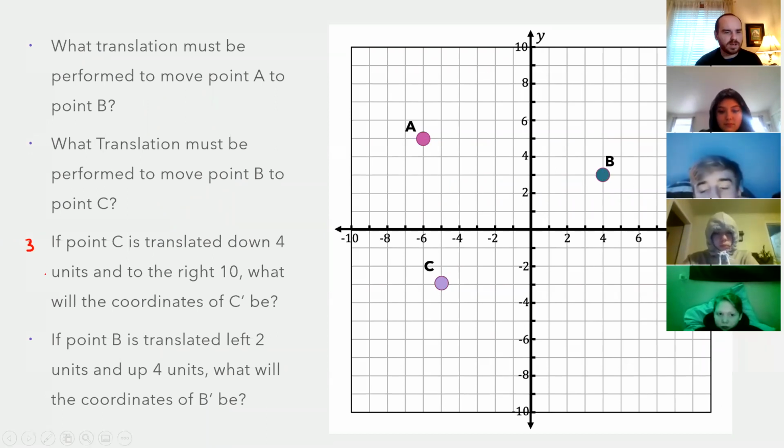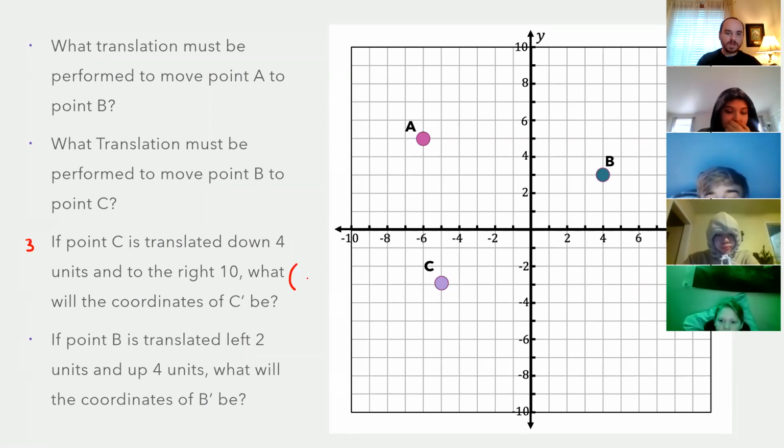I know some of you have already done it, but it's not very long today. But this asks, if point C is translated down 4 units and to the right 10, what will the coordinates of C prime be? If you have a graph like this, and you're a cheater like I am, you can just go on the graph and count out those spaces. But since you all don't have the ability to draw on this graph, you're going to have to use the mathematical way. So can somebody tell me, if we are going down 4, what do we have to do?